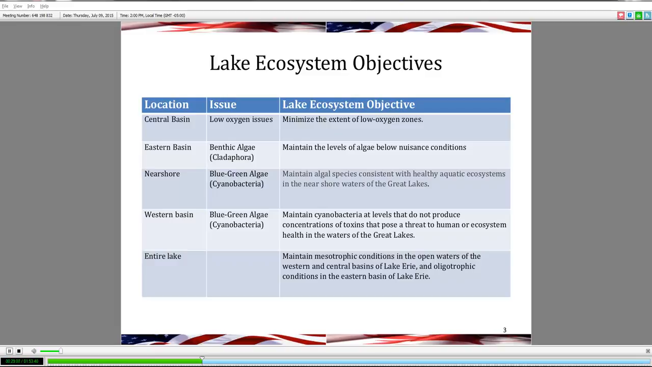In the nearshore, there are localized blooms that occur at the mouths of several rivers, and so we're focusing on the cyanobacteria blooms that occur there. And in the Western Basin, similarly, focusing on the cyanobacteria blooms in order to maintain levels that don't produce toxins that pose a threat to human health or the ecosystem. And then finally, maintaining mesotrophic conditions in the open waters of the Western and Central Basins, and oligotrophic conditions in the Eastern Basin so that the lake maintains its productivity.